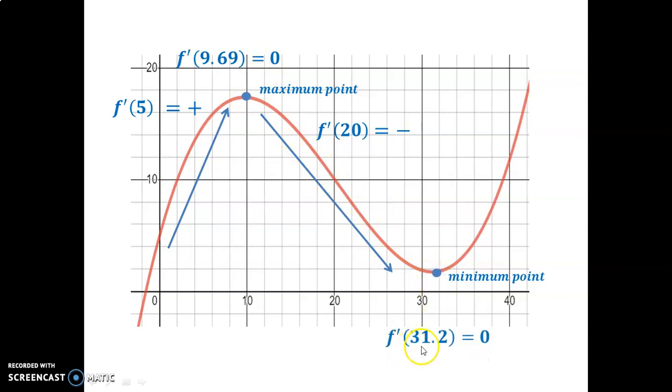At the minimum, once again, x is 31.2, put that in the derivative, 0, because there's no slope at that point. The tangent line would be horizontal. But after that point, if we take any x value beyond that, let's say x equals 35, I put that in the derivative. It gives me a positive value, telling me there's a positive slope over here, and that matches what we see on the graph. So key points. Finding max or min points is what this lesson is also all about.